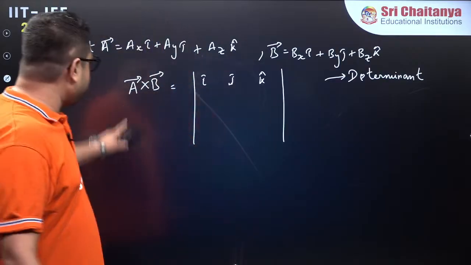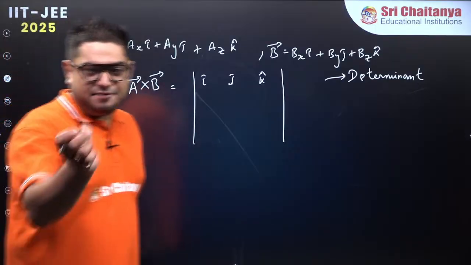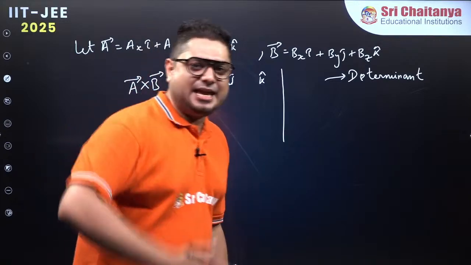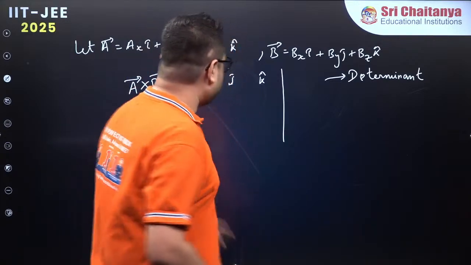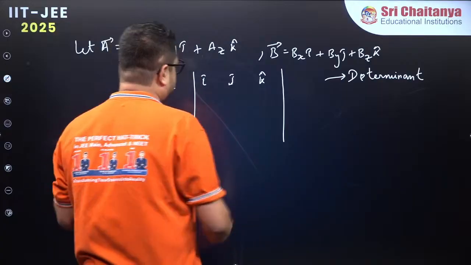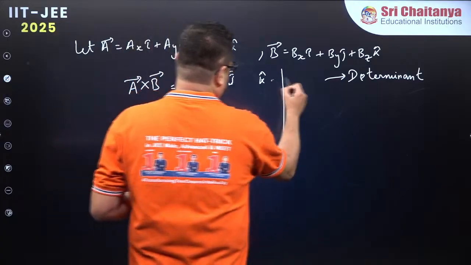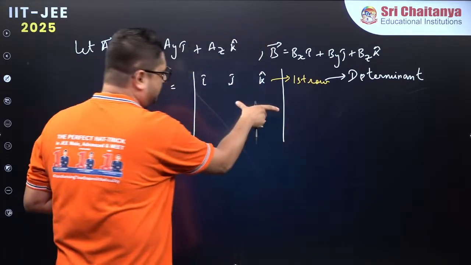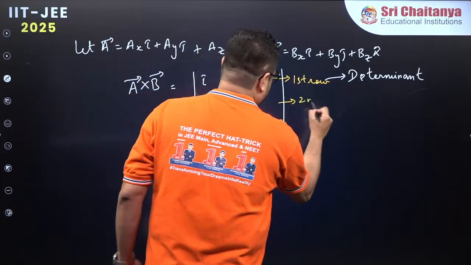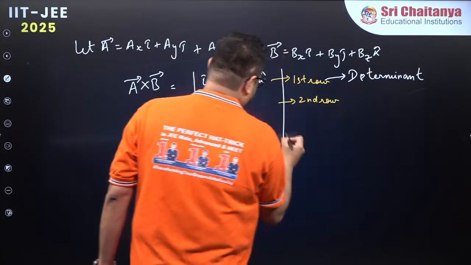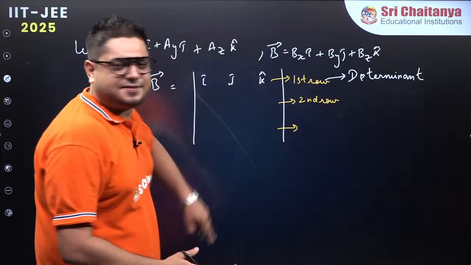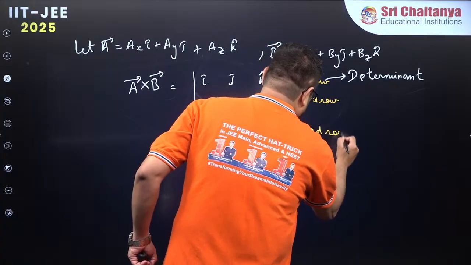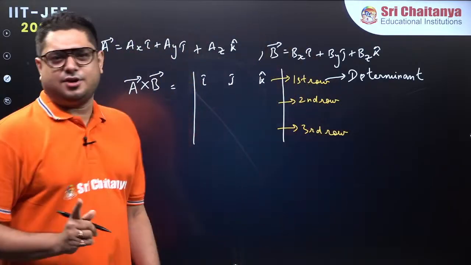And if I want to perform A cross B, then we need to write the coefficients of i, j, k in the second row. Always remember one thing: the one which I am writing over here is going to be known as the first row. The group of elements which I will write over here will be known as the second row. And the group of elements which I will write beneath the second row will be known as the third row. So now we have three rows: first row, second row and third row.